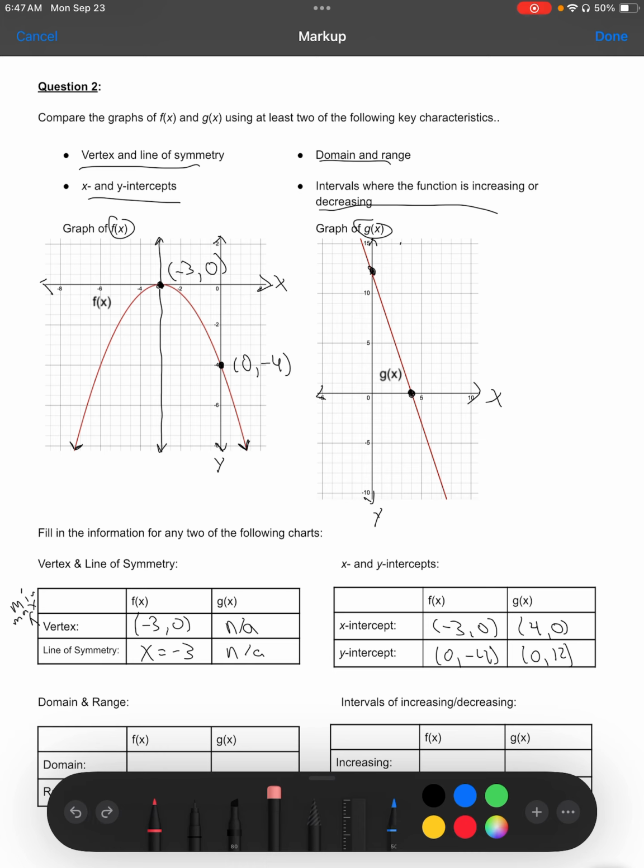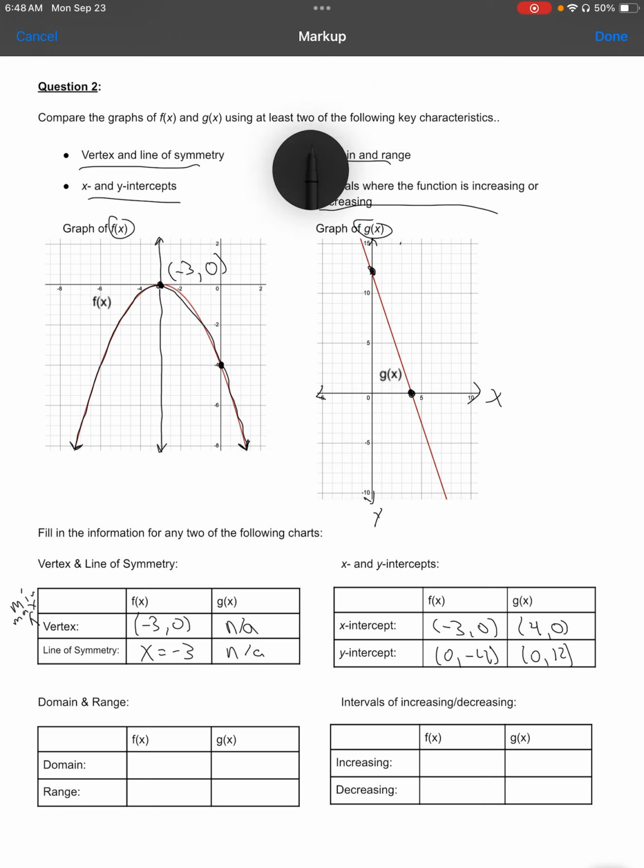But we are looking from left to right for the domain. This graph, if you're looking at how far to the left it goes, it goes to the left forever. It does not stop going to the left. And same thing as we're going to the right. If you see how far to the right it goes, this graph is going to the right forever.